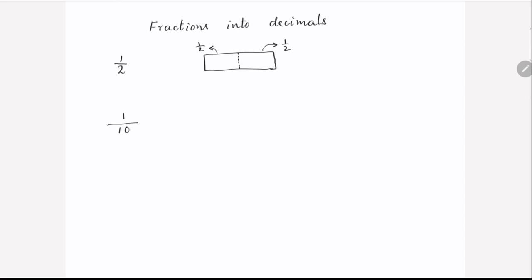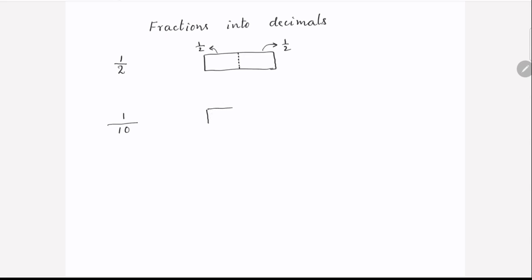So the whole cake is divided into 10 equal parts. Obviously, each part is a tiny part. And we just take 1 out of 10. How do we do that? The way we do it is what we learned in the earlier classes.